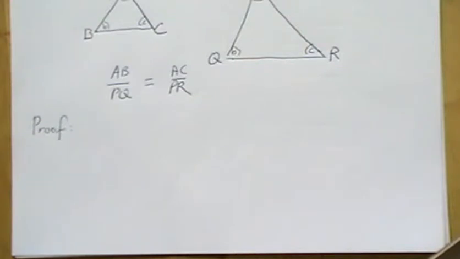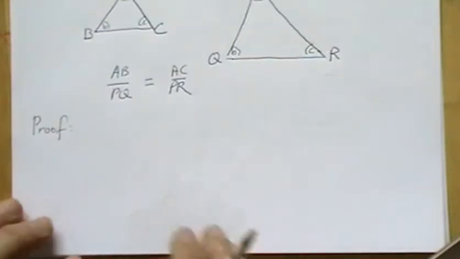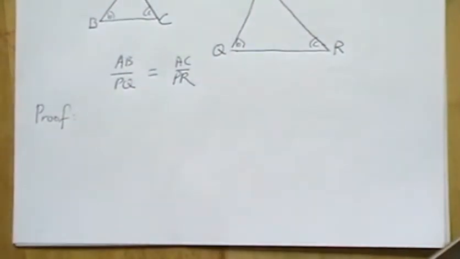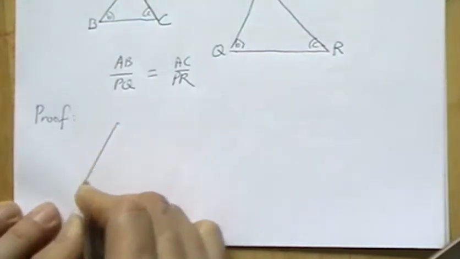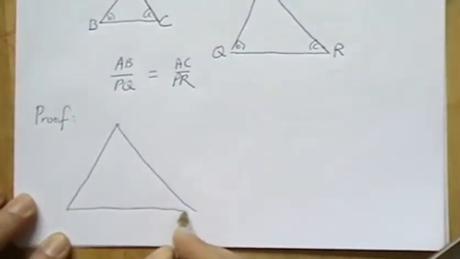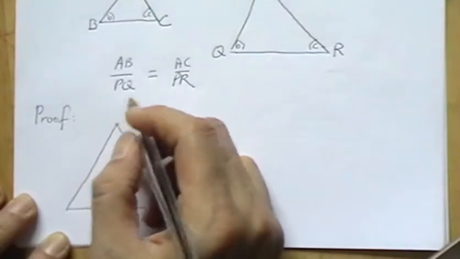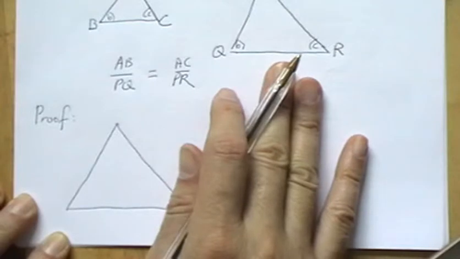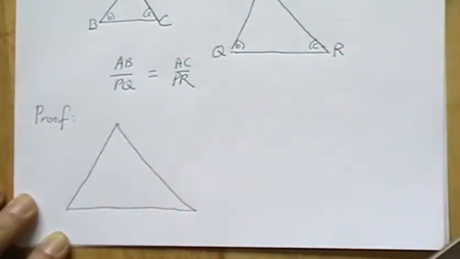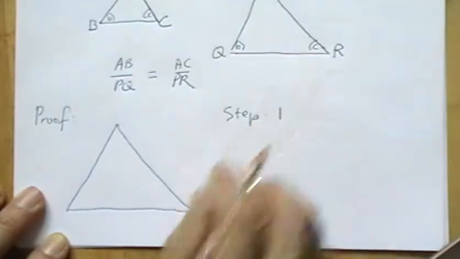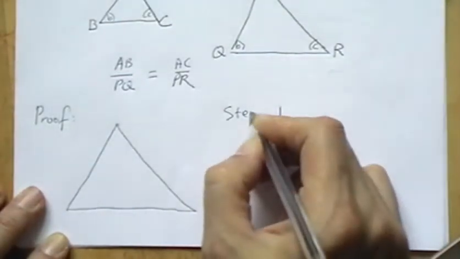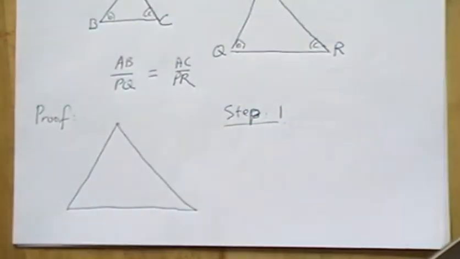Now the proof for this starts with looking at a triangle. Okay, think about this as a triangle that is not related to the above two. Just think of it as a separate thing. Now in step 1 of this proof, okay, there's something we must show.